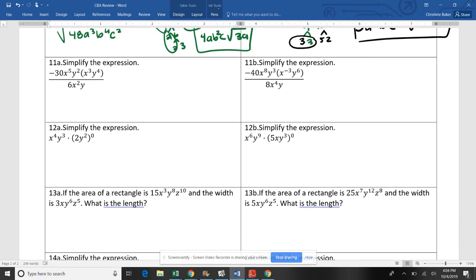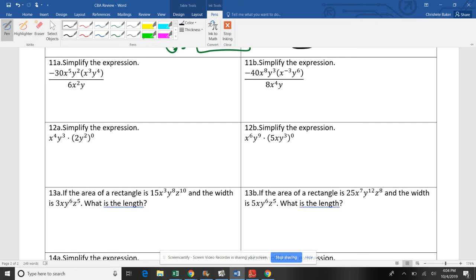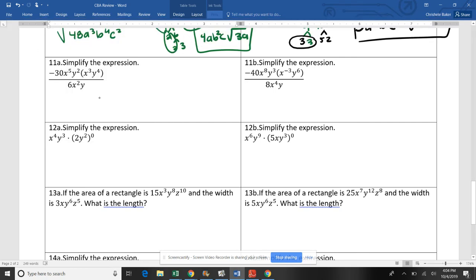Okay, exponents. When I have exponential expressions, I have to look at my numerator and my denominator and simplify. So I see my coefficients that are being divided. So negative 30 divided by 6 is negative 5. I'm going to combine my x's in the numerator. So x to the 5th and x to the 3rd gives me x to the 8th. I'm going to add those exponents together. And y to the 2nd, y to the 4th becomes y to the 6th.